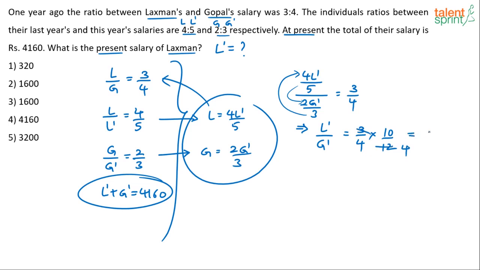4 into 4 is 16. 10 by 16 is 5 by 8. That's it. So you know the ratio now. L dash by G dash is 5 by 8. What is he asking us to get? L dash. What will L dash be? L dash is equal to, see, you know that the total is 4,160.